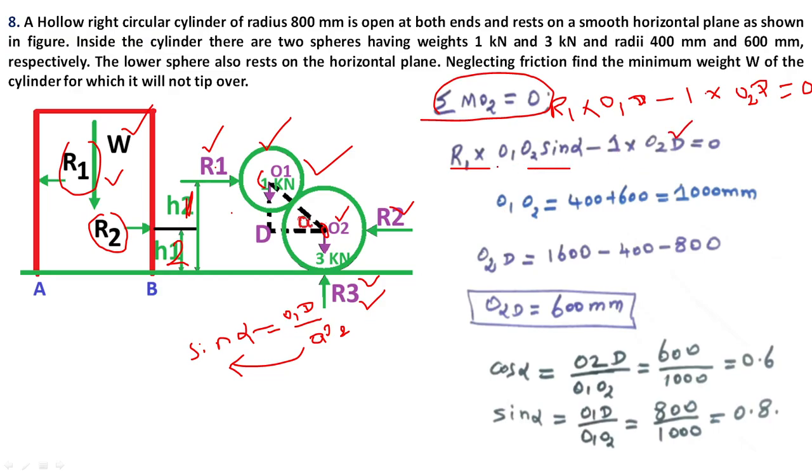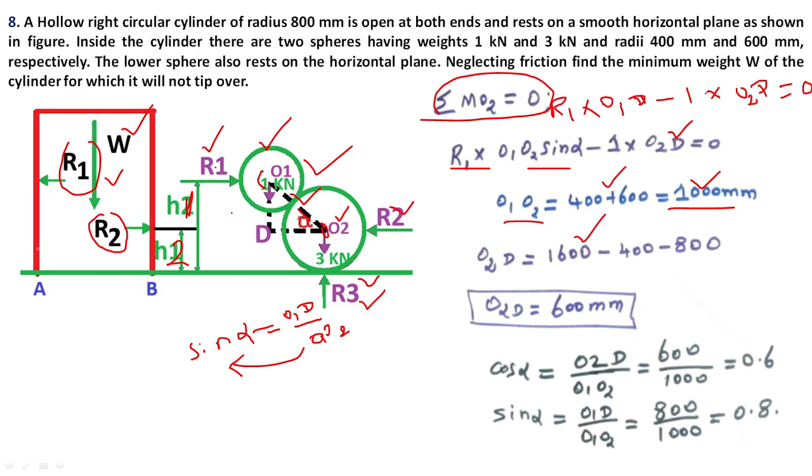So we want to find the O1 O2 distance and the O2D distance also. This is the O1 O2 distance. The radius is 400 plus 600, so the O1 O2 distance is 1000. Next, the O2D distance. O2D means this one. So we want to find the O2D distance.